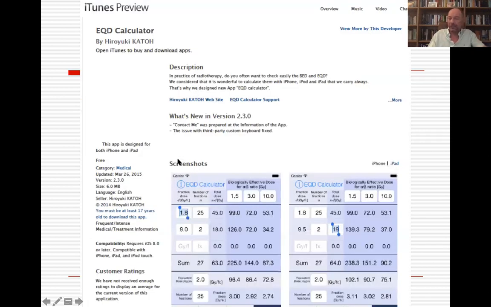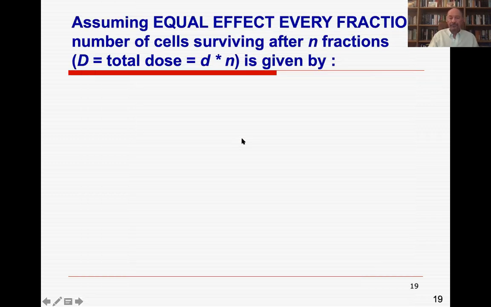And by the way, if you have a telephone, cell phone, whatever you want, you can easily find apps that calculate the EQD2, for example, or the BED. You know, these are easily found. This is for who has the iPhone here. This is an iOS app, but there are also ones in Android.